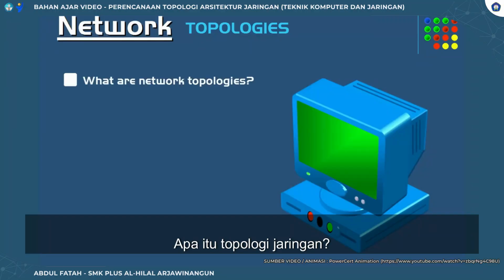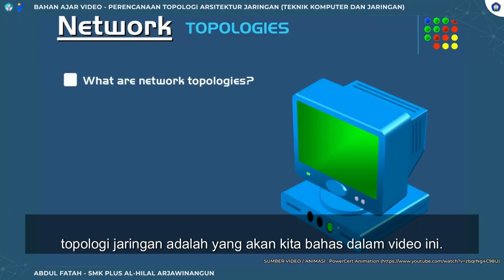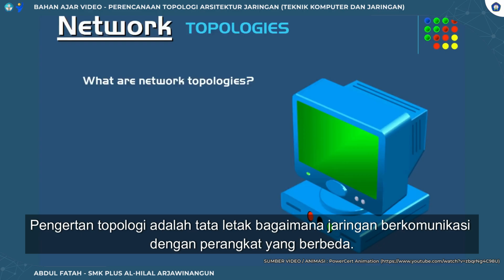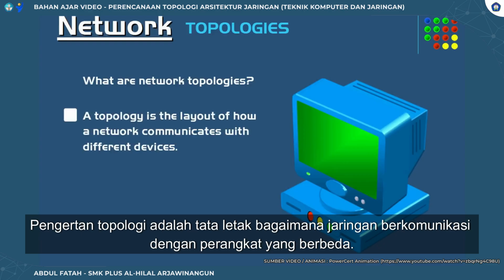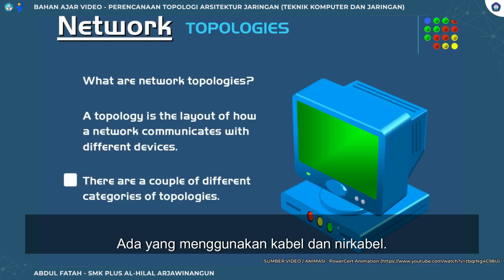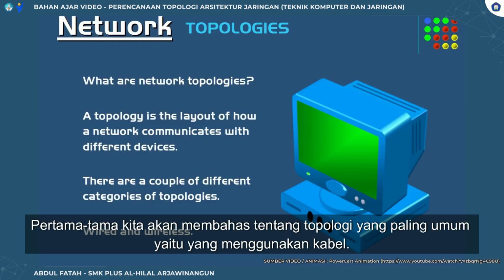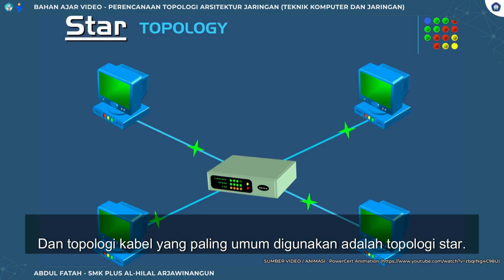What are network topologies? That's what we're going to talk about in this video. Now, a topology is the layout of how a network communicates with different devices. There are a couple of different categories of topologies: wired and wireless. We're first going to talk about the most common wired topologies. And the most common wired topology that's used is the star topology.